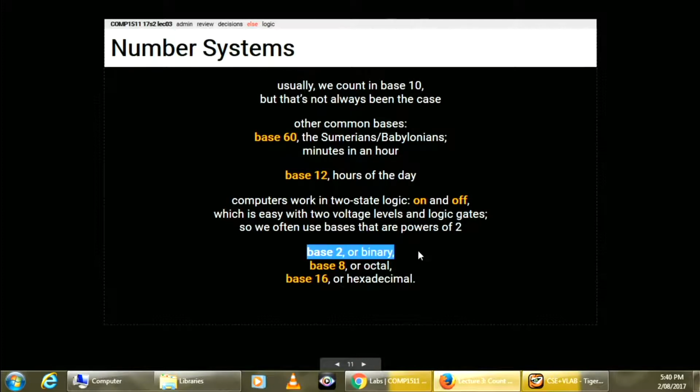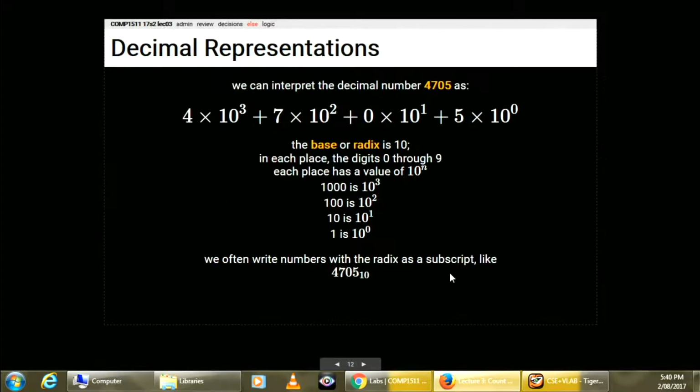Cool. So binary, base 2, zeros and ones. More on that in a second. So in computing, we use a lot of binary. We often talk about base 8, which is called octal, or base 16, which is called hexadecimal. So before we talk about how to think about those other bases, let's think about how decimal numbers work, how the base 10 that we're used to works.